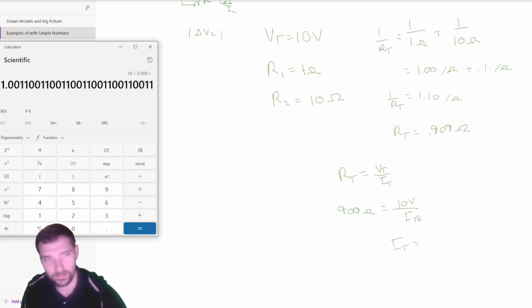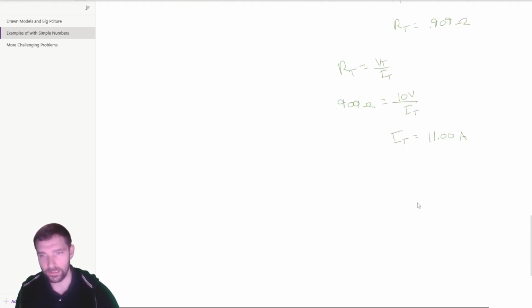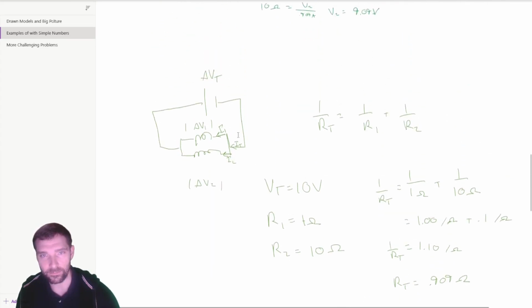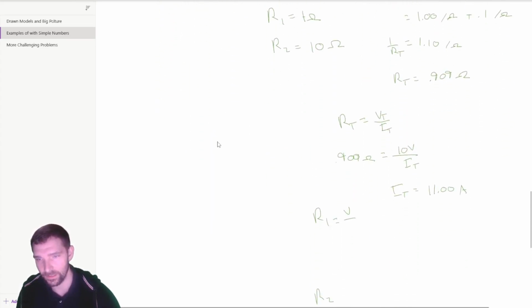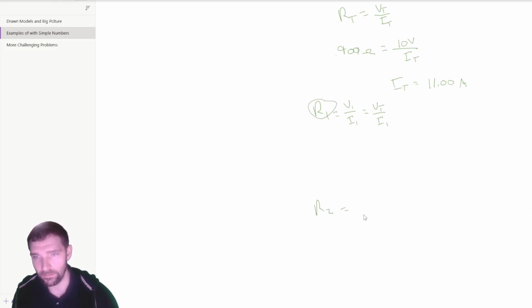It's about 11. I'm just going to round that to 11.00 amps. And we could then also look at the R1 and the R2 calculations, knowing that that is now going to be the same voltage as V1, which is going to be equal to VT. And now we've got the I1, which is not equal to IT. It's going to be a part of it. So the I1 plus the I2 should be equal to IT. But we have that resistance, we have that voltage, so we should be able to solve for that current.